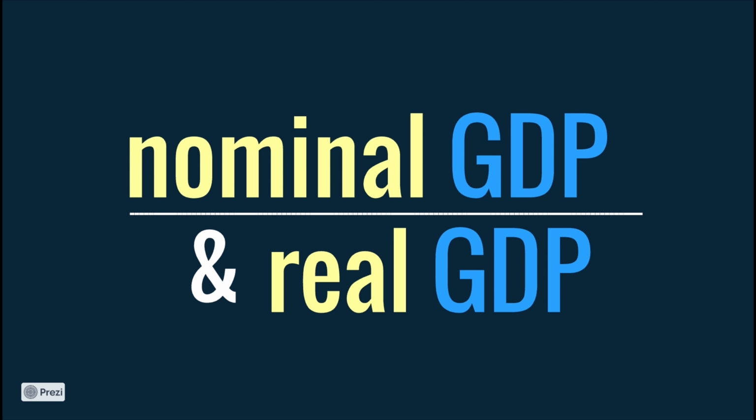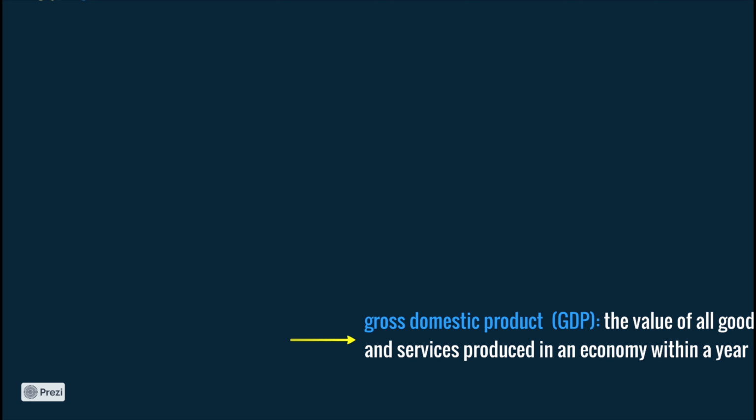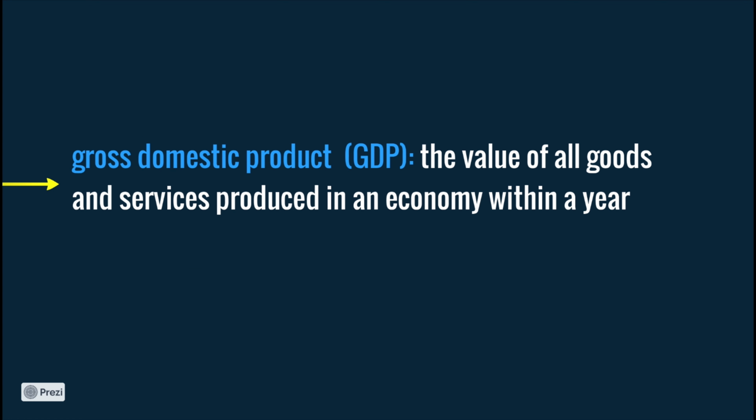In today's video, we will clarify the difference between nominal and real gross domestic product, GDP, and also dive into the so-called GDP deflator. Let's get started. First, we need to understand what gross domestic product, GDP, is. GDP represents the value of all goods and services produced in an economy within a year, and in this way, measures the economic strength of a country.